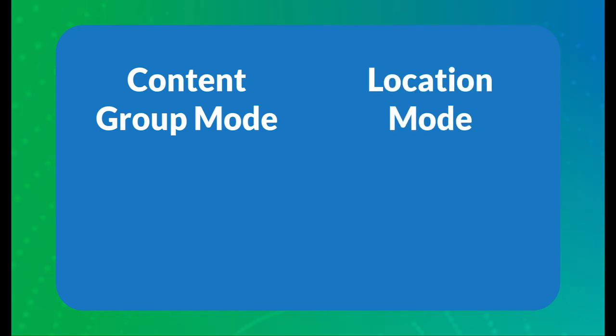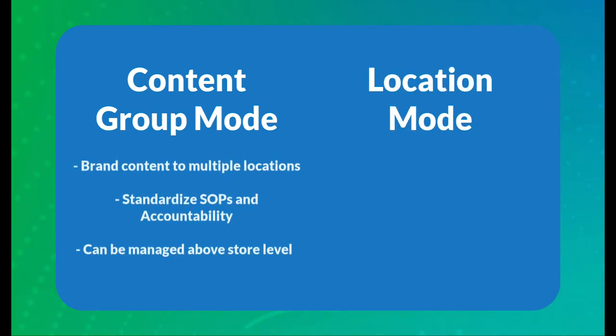Jolt offers two modes to build your content: content group mode and location mode. Content group mode allows you to create content that you share across all locations. This is perfect for standardizing procedures and maintaining accountability across multiple different brick-and-mortar stores. Features like lists, labels, information library, sensor alerts, and communication manager can be set up at the content group level to be universal across your brand.